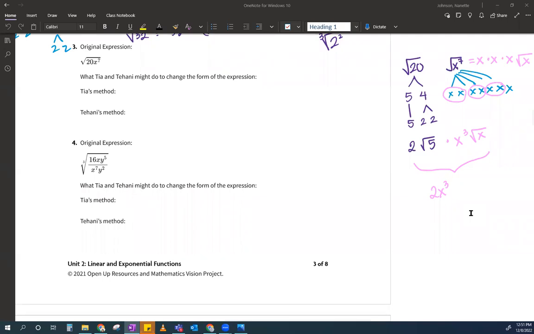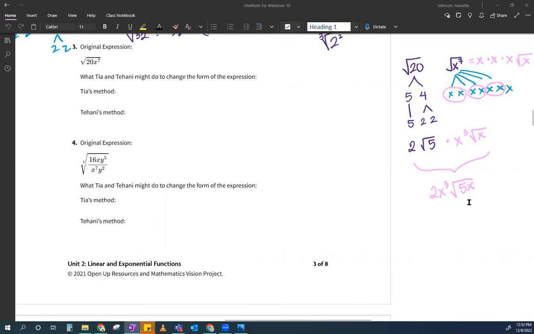What's the rest of my answer say? But, oh, just write 5x like this? Everyone say no. No, Miss Johnson, no. Good, no, inside the radical. Very good. So here's your final answer, 2x cubed times the square root of 5x.